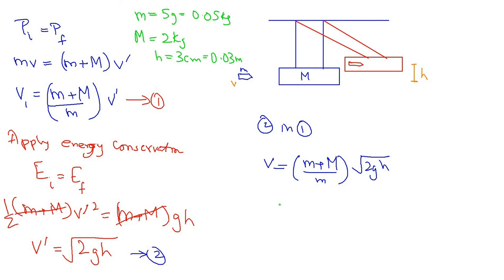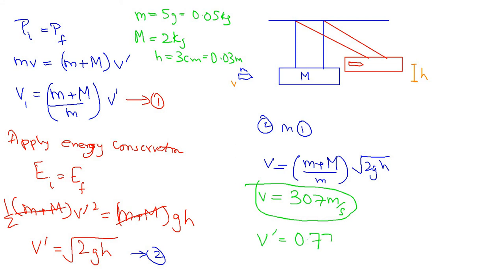When you plug in these numbers, you get the velocity of the bullet to be around 307 meters per second. That's the velocity of the bullet. Since we know h, you can also get v prime. V prime is around 0.077 meters per second. This way we have both velocities, and you can see that v prime is a small number. You expect that because the block is quite heavy. When the bullet gets embedded, it moves with a small velocity.